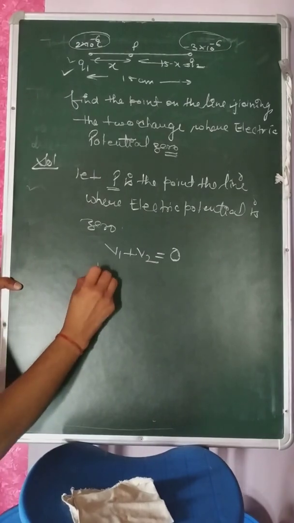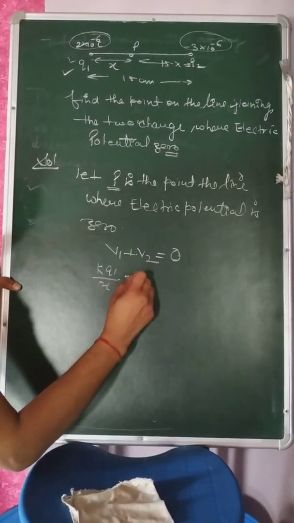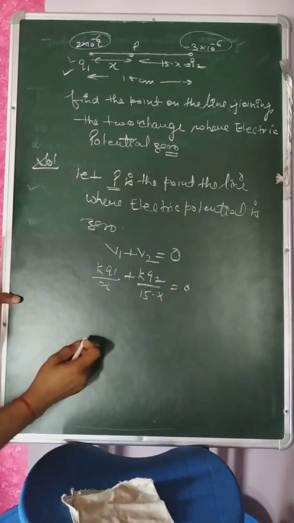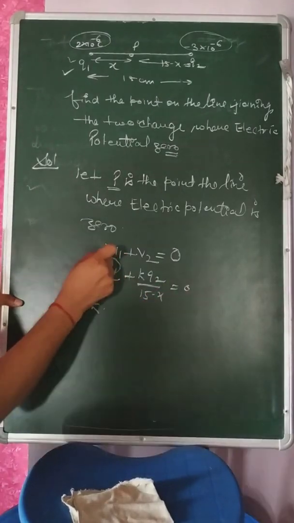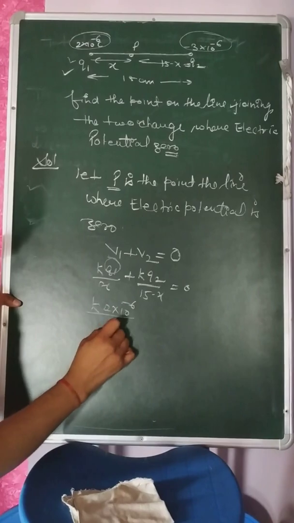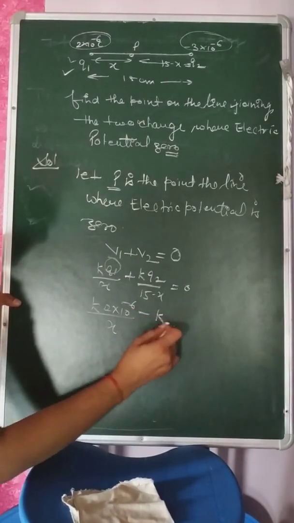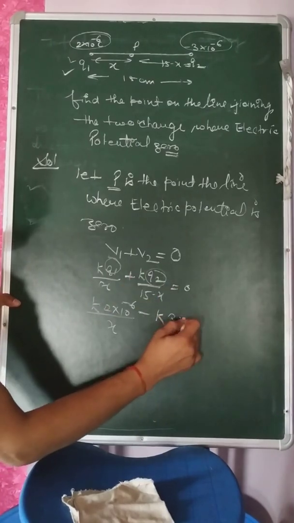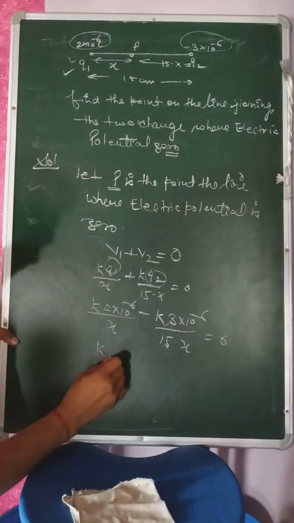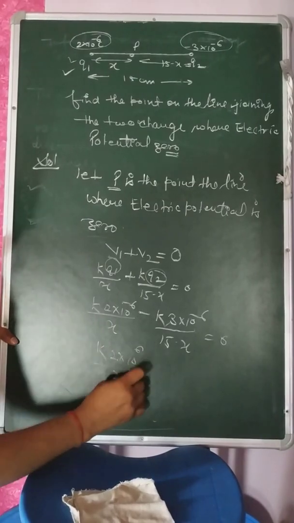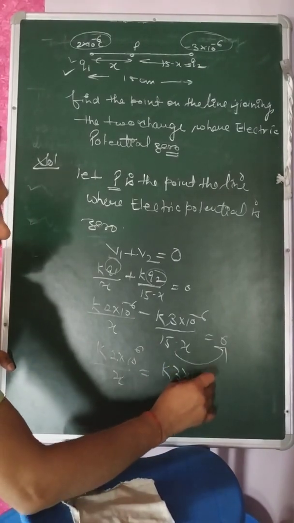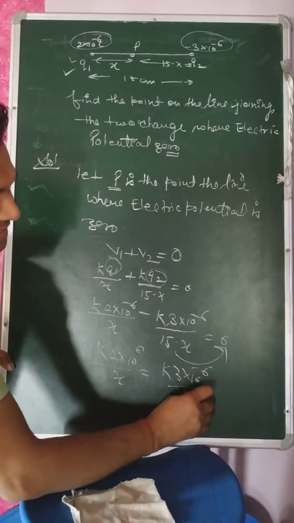So V1 is equal to K Q1 by x plus K Q2 by 15 minus x. This one is equal to 0, and substitute the value for K. This is equal to K 2 into 10 to the power minus 6 upon x, and with the sign of minus because this charge is negative, K 3 into 10 to the power minus 6 upon 15 minus x, that is equal to 0. So you can write K 2 into 10 to the power minus 6 upon x is equal to, writing on the right side, K 3 into 10 to the power minus 6 upon 15 minus x.